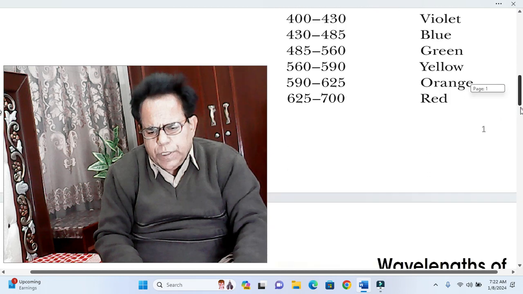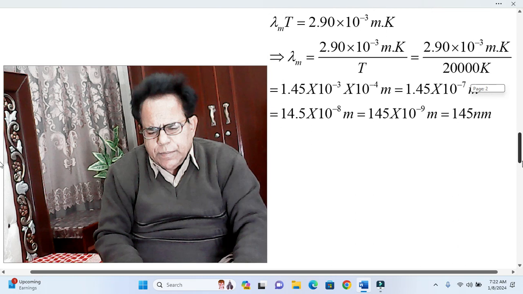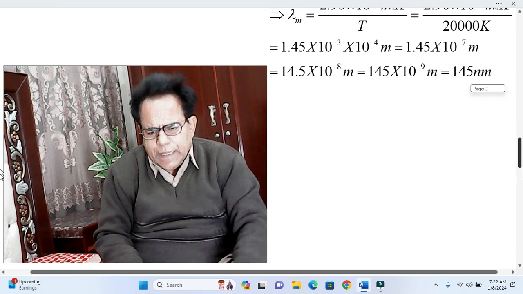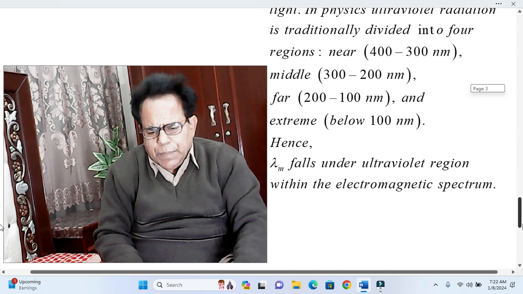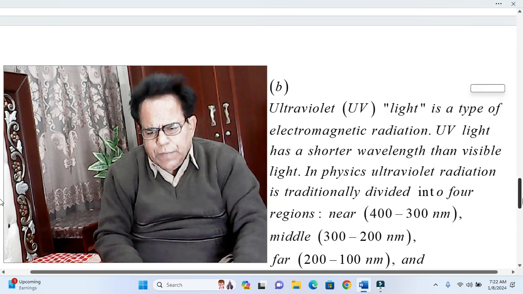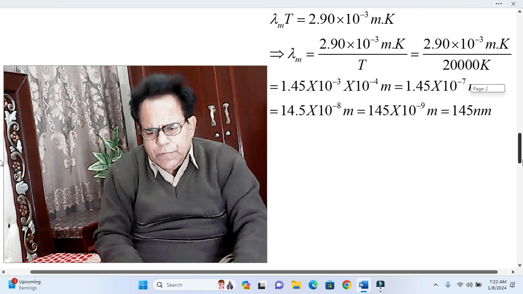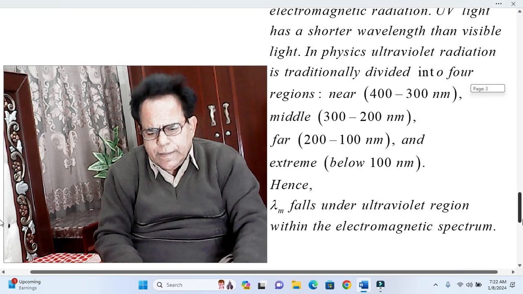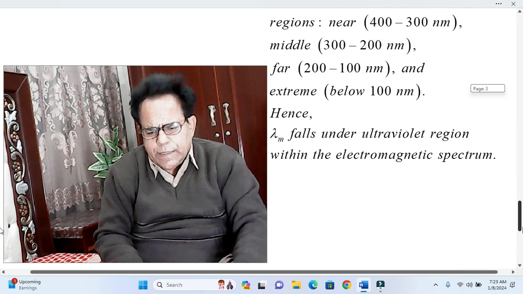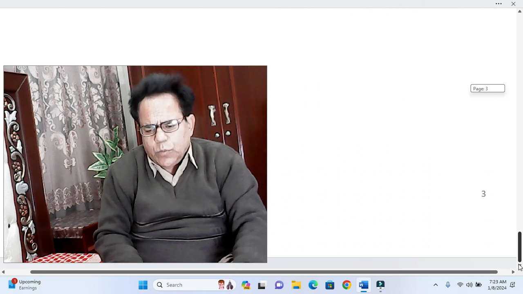So in presence of this material, we have decided that our lambda m, which is 145 nanometer, falls under the ultraviolet region within the electromagnetic spectrum. And this is the end of our problem.